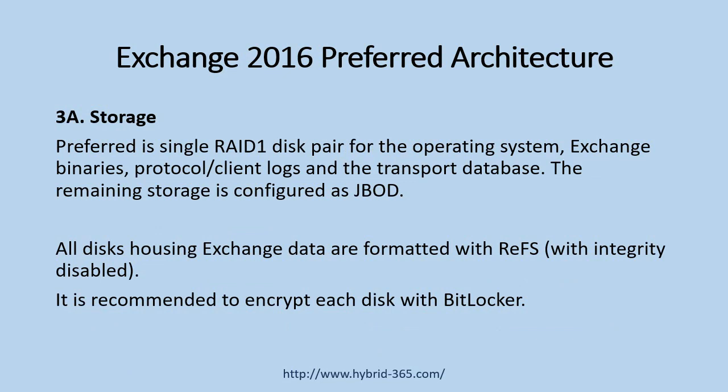For storage design, what is preferred is a single RAID 1 disk pair for the operating system, Exchange binaries, protocol and client logs, and the transport database. The remaining storage is configured as JBOD. All disks housing Exchange data are formatted with ReFS, with integrity streams disabled. It is recommended to encrypt each disk with BitLocker.